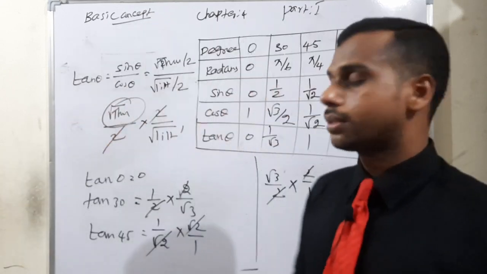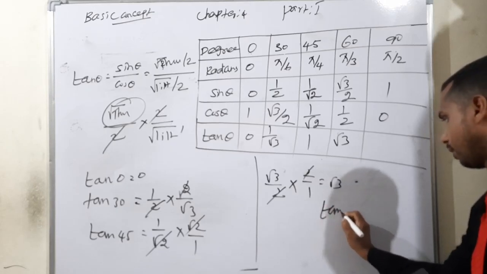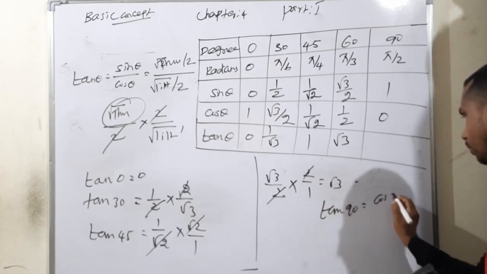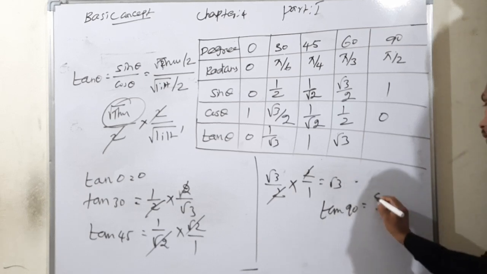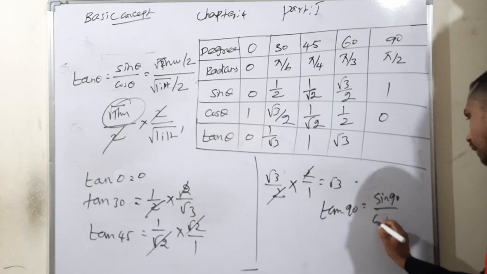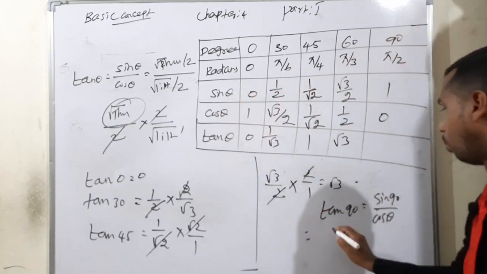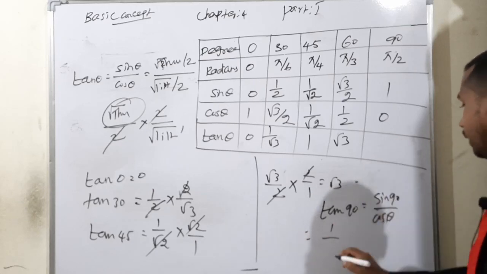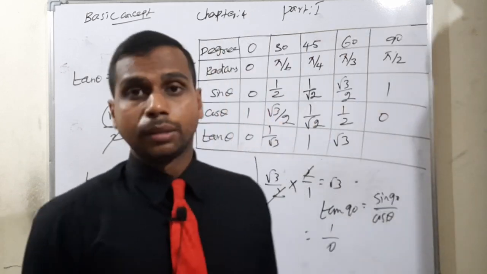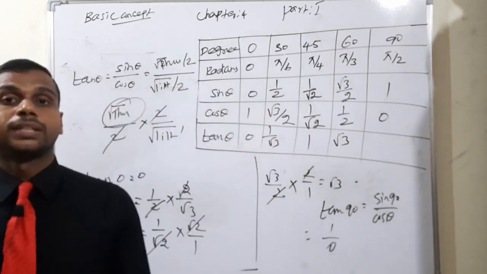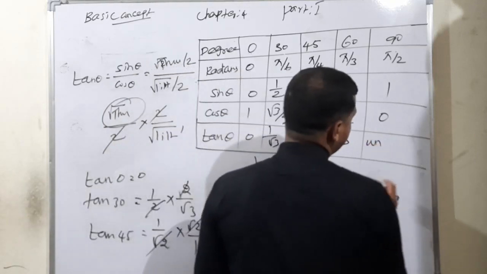So tan 90 means sin 90 divided by cos 90, isn't it? Sin 90 divided by cos 90. So sin 90 is equal to 1, divided by cos 90, which is equal to 0. I told you, 0 divided by anything means the value will be 0. Any number divided by 0 means undefined. We can write it as undefined, or infinity.